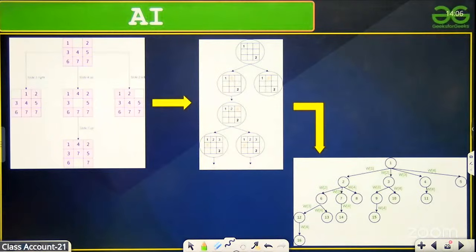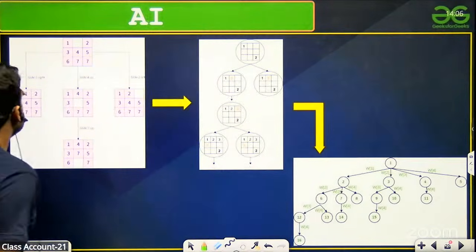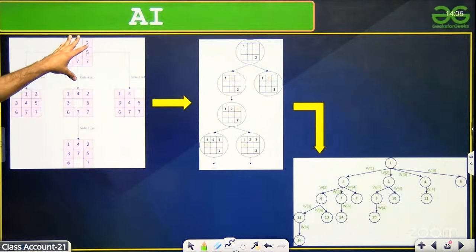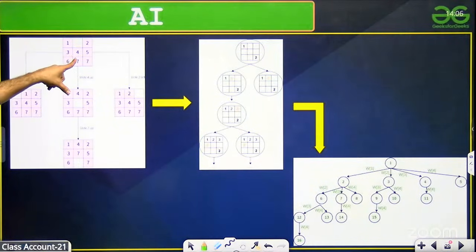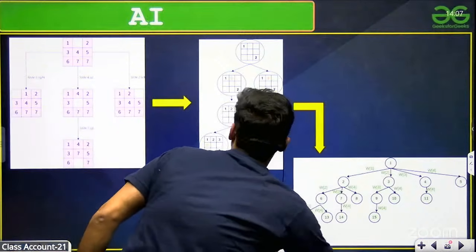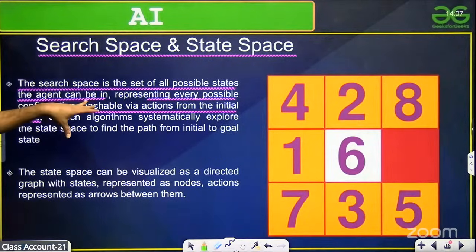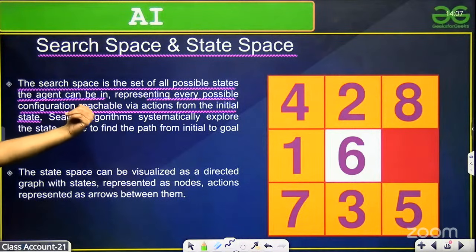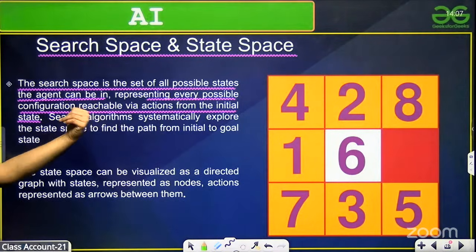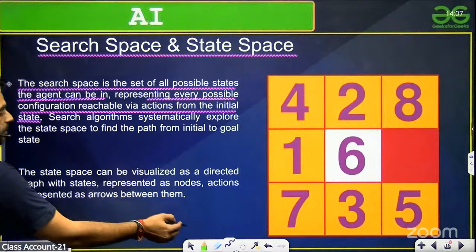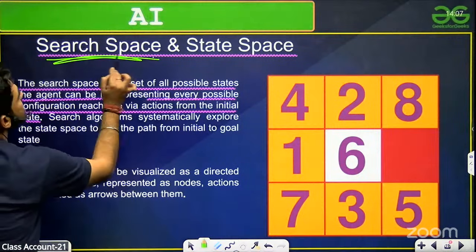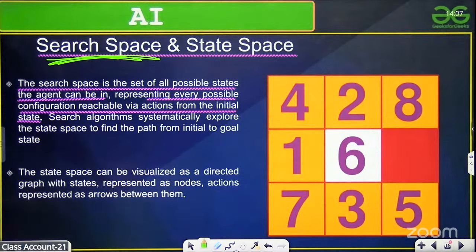Now I'll tell you what a search space is. For example, I want to solve this problem. If I ask you what is search space, it is all the possible states that an agent can be in, representing every possible configuration reachable via actions from the initial state. That we call the search space.